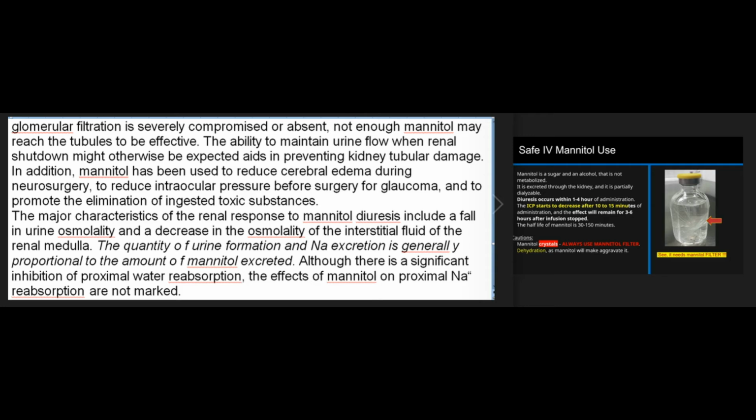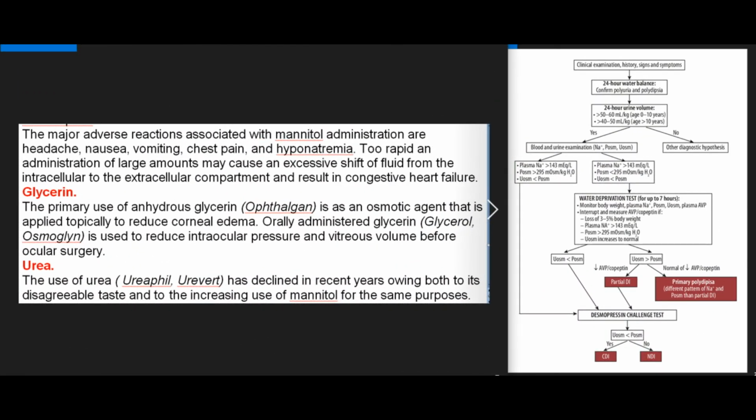The major characteristics of the renal response to mannitol diuresis include a fall in urine osmolality and a decrease in the osmolality of the interstitial fluid of the renal medulla. The quantity of urine formation and Na excretion is generally proportional to the amount of mannitol excreted. Although there is a significant inhibition of proximal water reabsorption, the effects of mannitol on proximal Na reabsorption are not marked. The major adverse reactions associated with mannitol administration are headache, nausea, vomiting, chest pain, and hyponatremia.